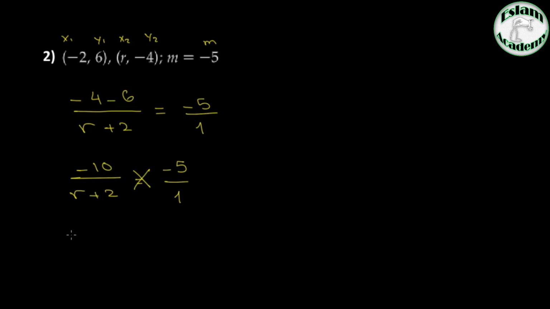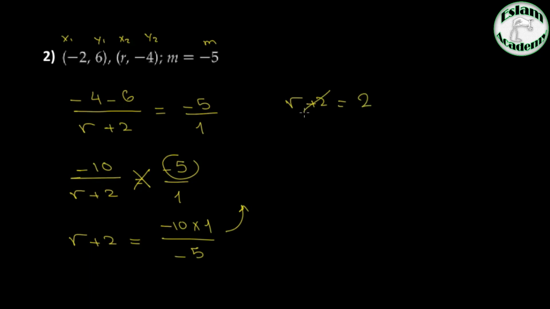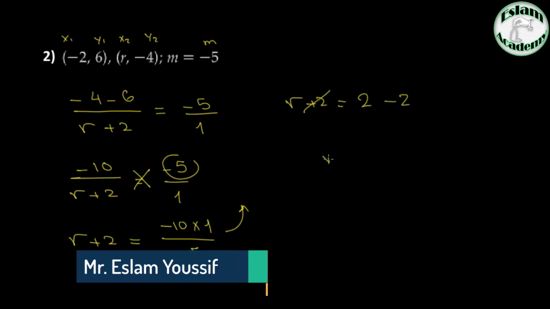Now we use cross multiplication. We have r plus 2 is equal to the number opposite to the variable written down over negative 5, and we have negative 10 times 1. So we can continue solving. We have r plus 2 is equal to negative 10 times 1, equal to negative 10, divided by negative 5 equals 2. By subtracting 2, then r equals 0.